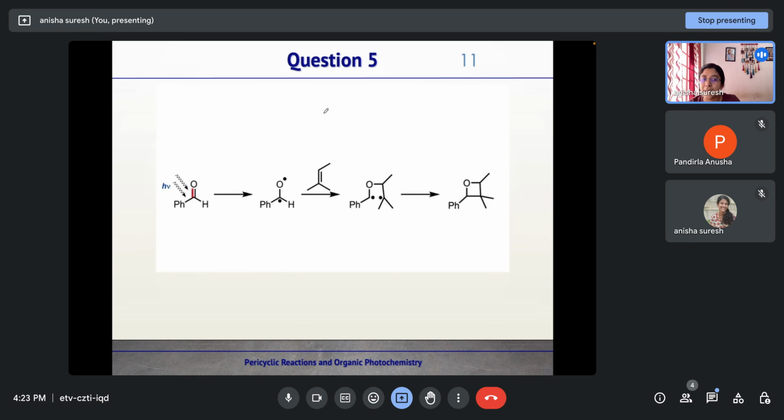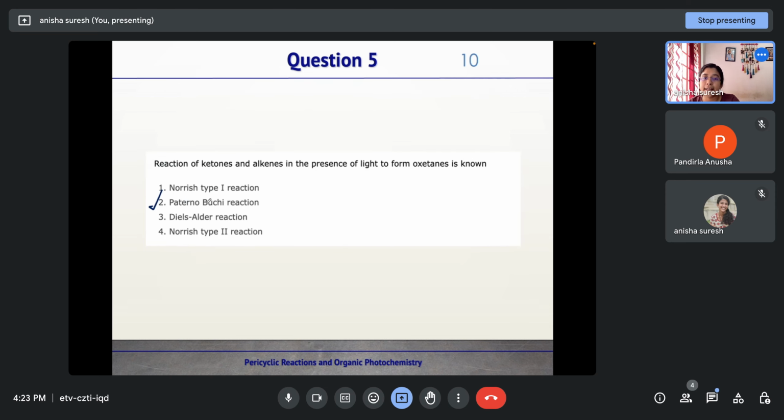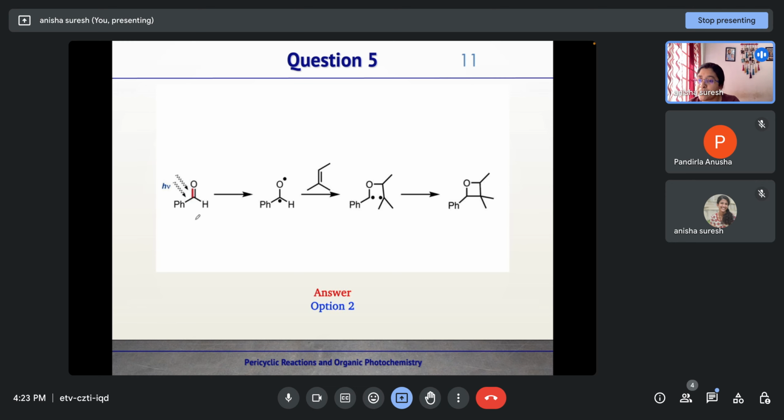So this is the general mechanism of Paterno Buchi reaction. So we have a ketone under irradiation with light. It will lead to formation of diradical like this. And in the presence of an alkene, this diradical will combine with the alkene, leading to formation of the stable biradical, and that biradical will combine, leading to formation of oxetane. So the correct answer for our question will be option 2, that is Paterno Buchi reaction.